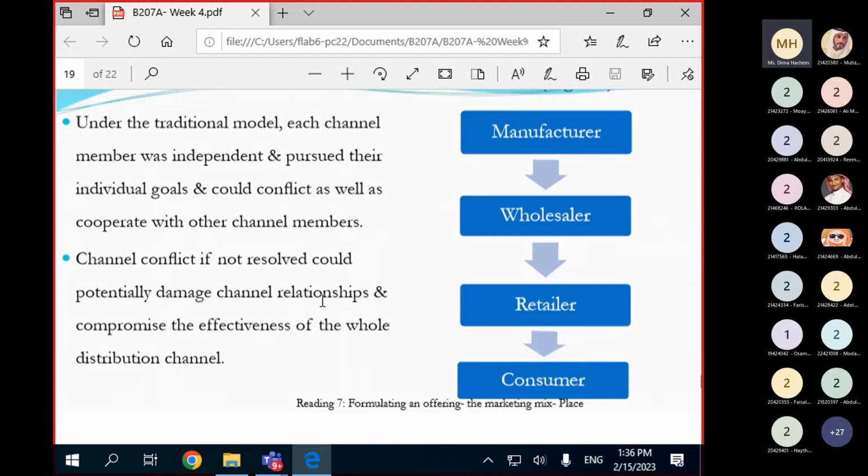Now, this is what we call the traditional model. Each channel member is independent. So this is one business, this is another business, a third business, and this is the consumer. So these are different businesses, but they deal with each other.